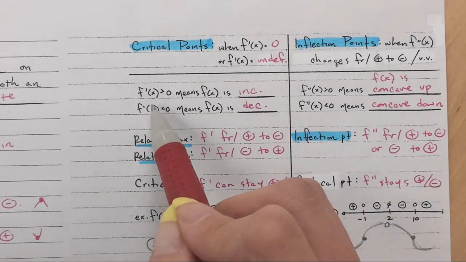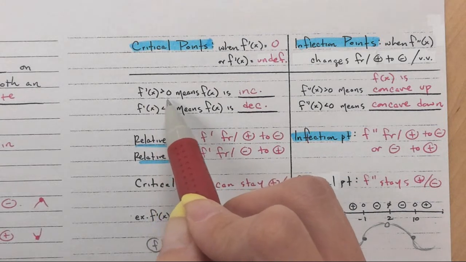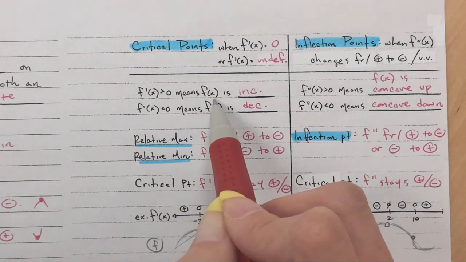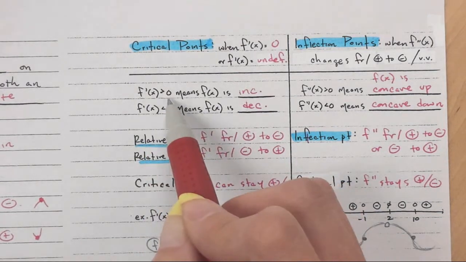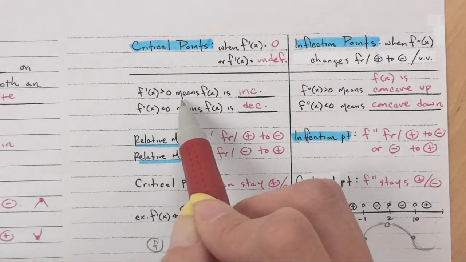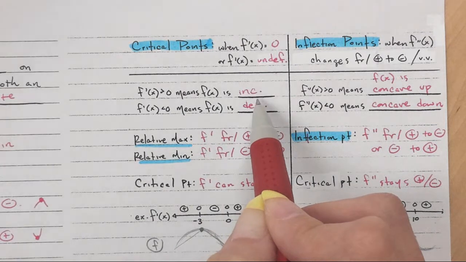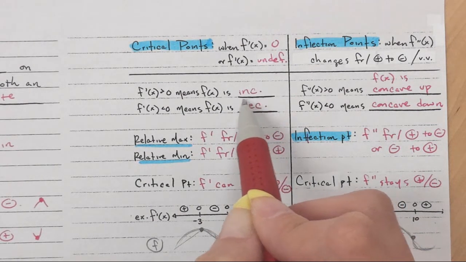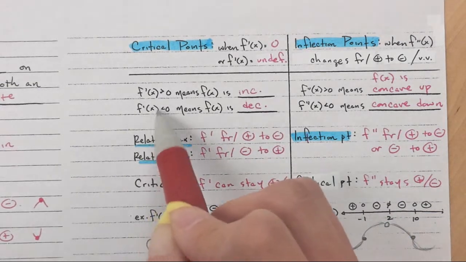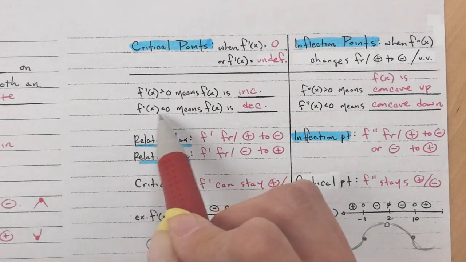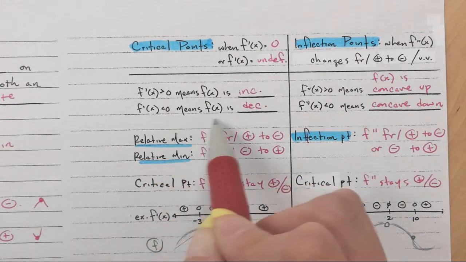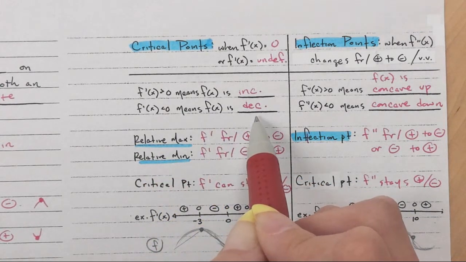So if f prime is greater than 0, that means that f of x has to have a positive slope there. So f of x would be increasing. If you have a positive slope, your line or your curve would be increasing. And then if your slope is negative, if f prime is less than 0, that means your slope is negative, then f would be decreasing.